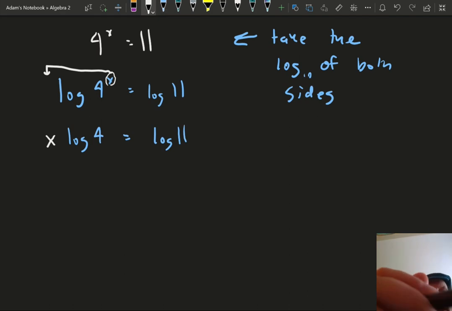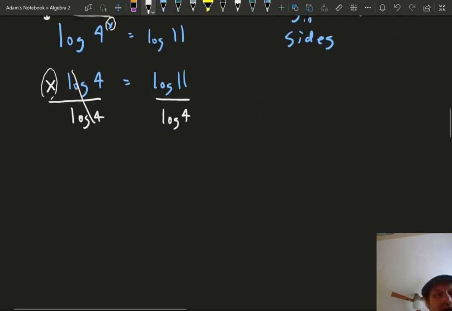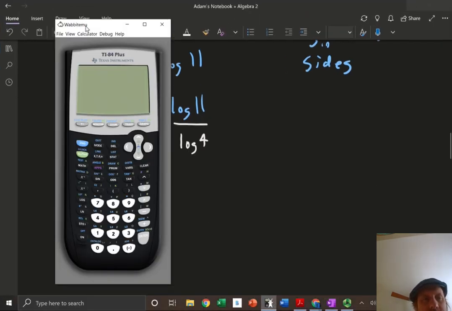And then next right here, what am I going to do? I'm going to solve for x right there. So I'm going to divide both sides by log of 4. All right, so now I will have to use my calculator. x equals the log of 11 over the log of 4, okay? So let's do it. Go ahead and do that.